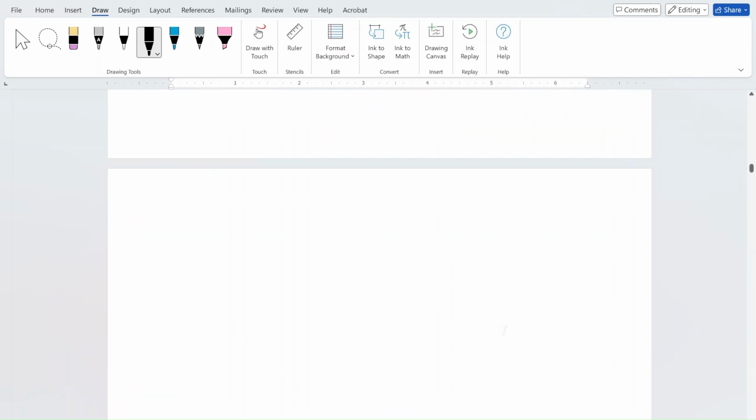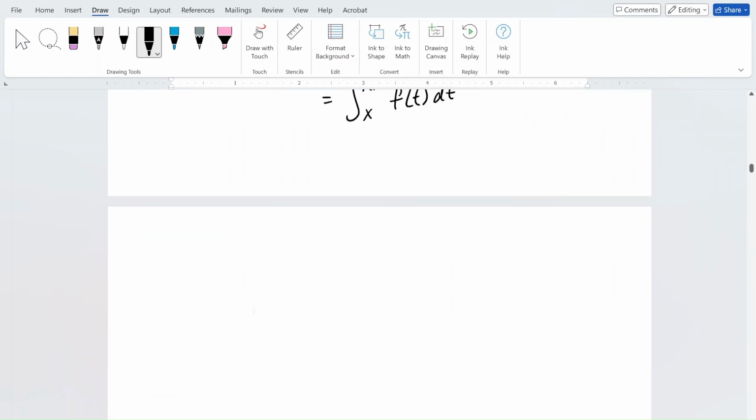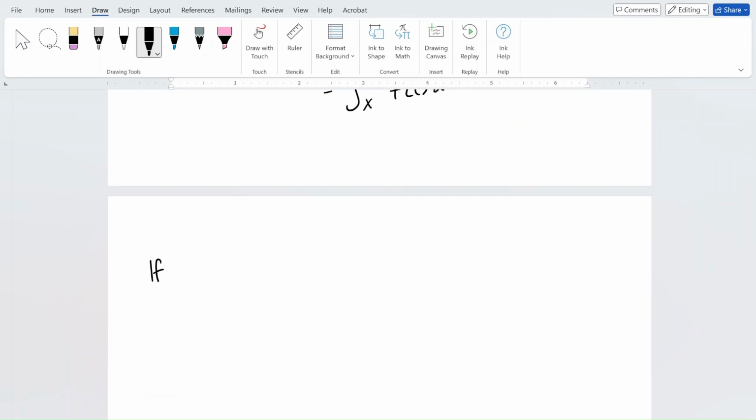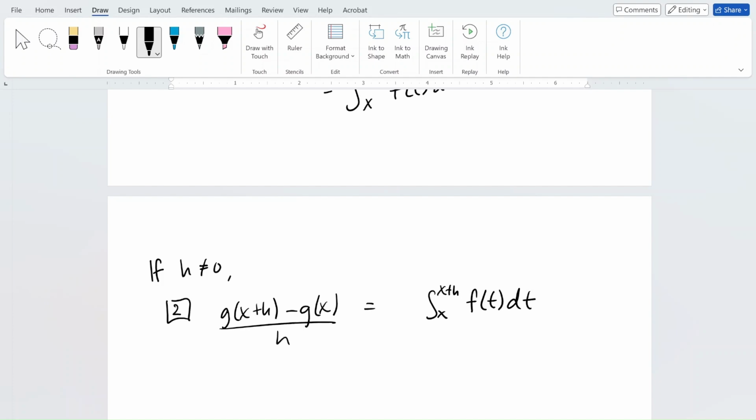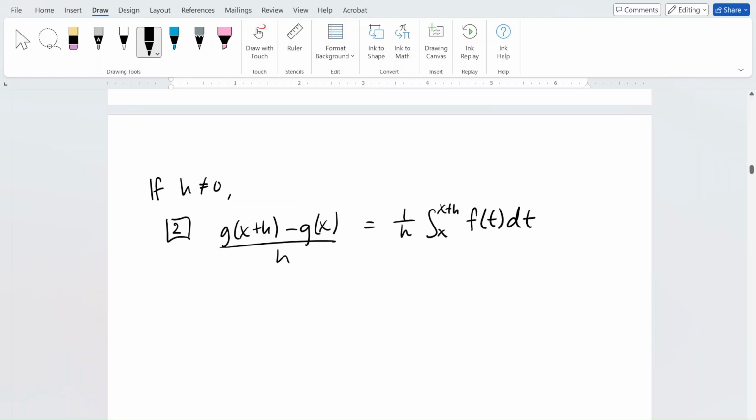Now, as long as h is not 0, we can divide both sides of that equation, g of x plus h minus g of x equals the integral from x to x plus h of f of t dt, by h. When I divide the right-hand side, I'm just going to write it as 1 over h instead. So this is equation number 2 that I'll reference later.